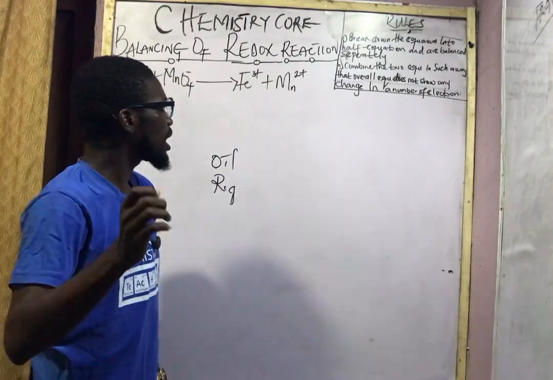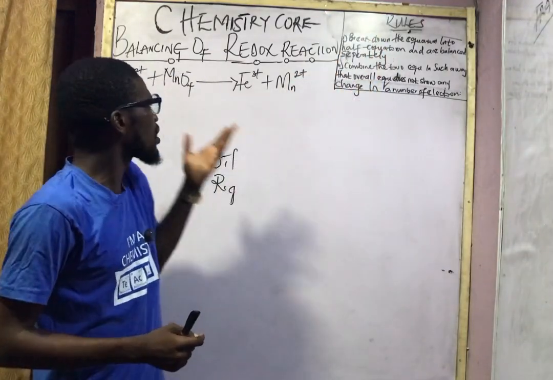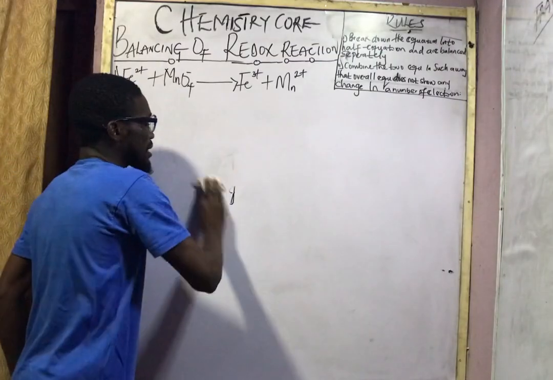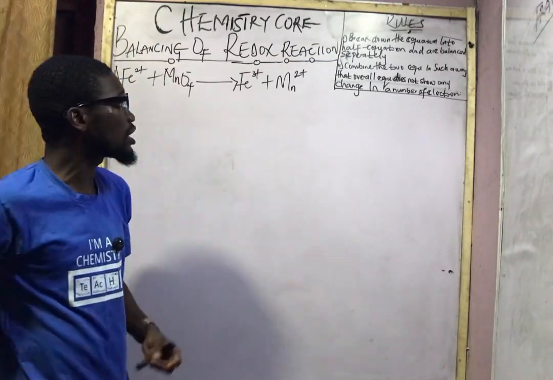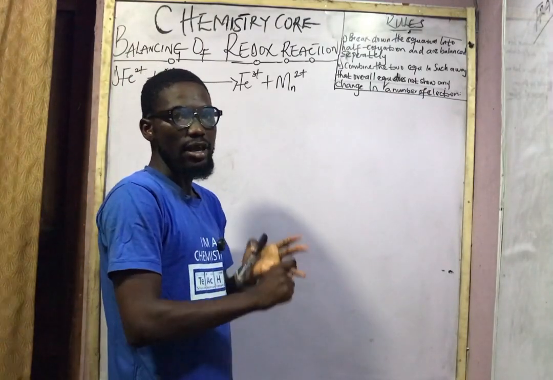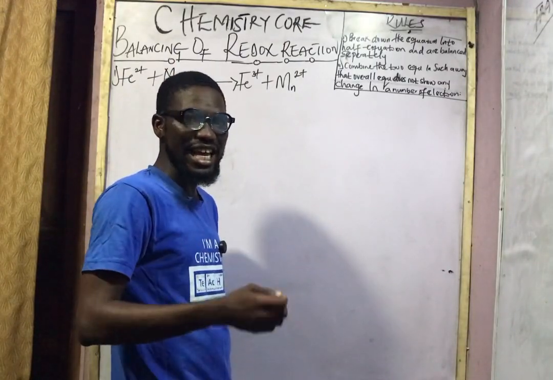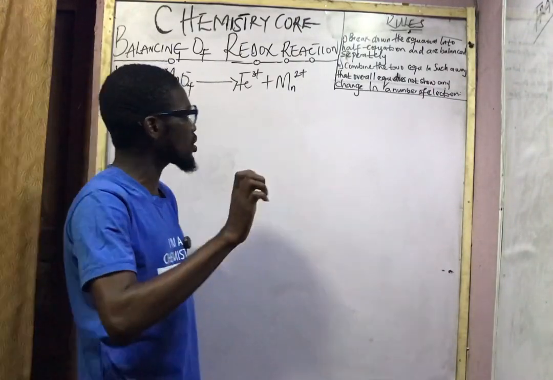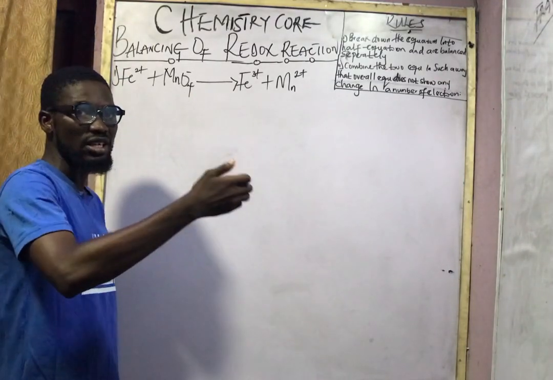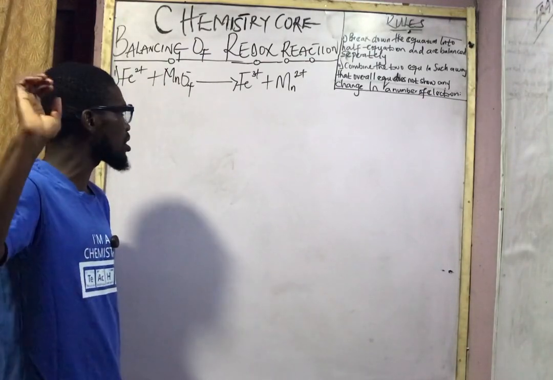So guys, come closer. Let's take a look at how we can easily obey these rules with what we have on the board. But note one thing: anytime we are taking a look at a redox reaction, we have the acidic medium balancing. We also have the basic medium balancing. The one we have on the board is acidic medium balancing, because this particular video is for those students who are willing to sit for the coming WAEC examination as well as the JAMB examination. Exactly. So guys, come closer.